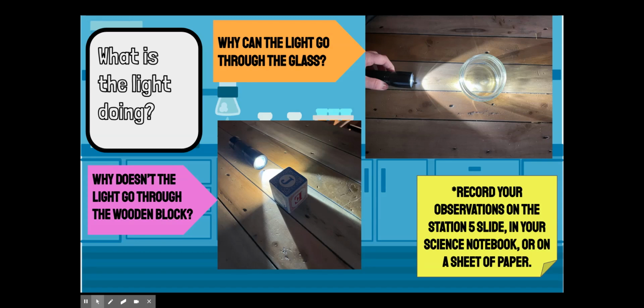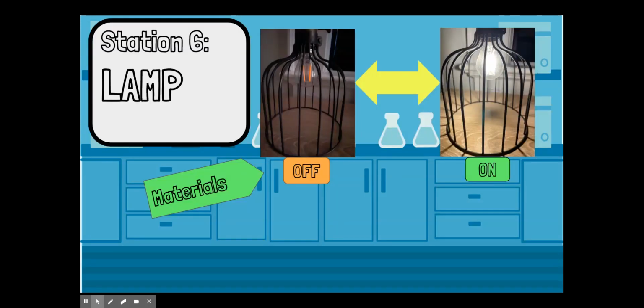Write down any thoughts or observations that you're having on the station 5 slide, in your science notebook, or on a sheet of paper. If you're not ready for station 6 and you have a bit more writing to do, you have some notes to jot down, don't worry, just pause the video. If you're ready to keep moving, here we are at station 6.